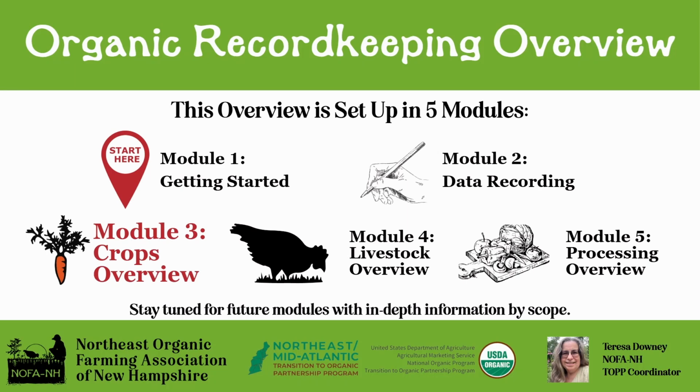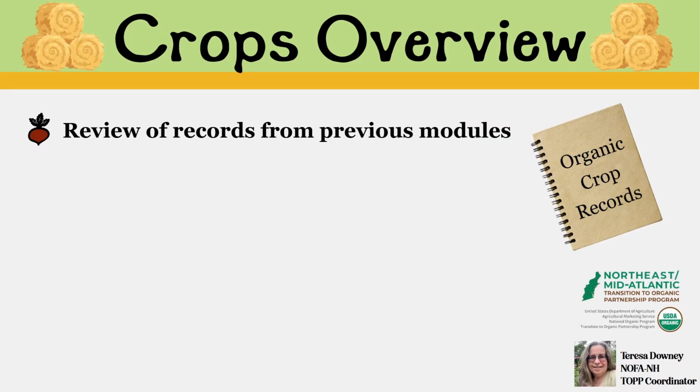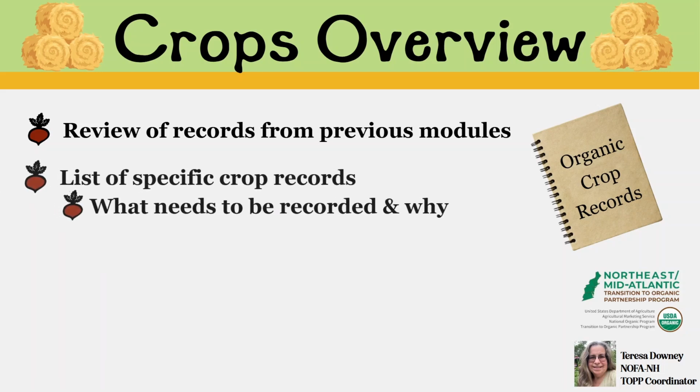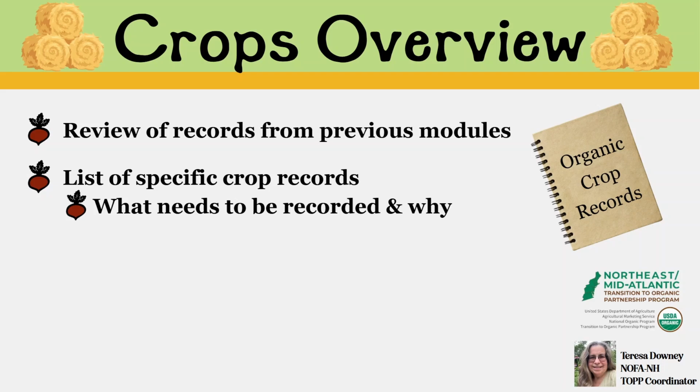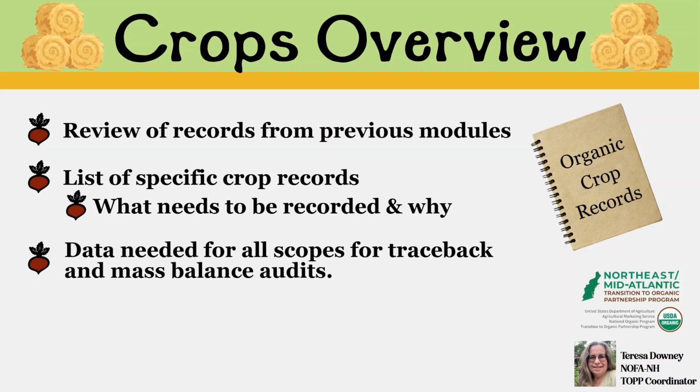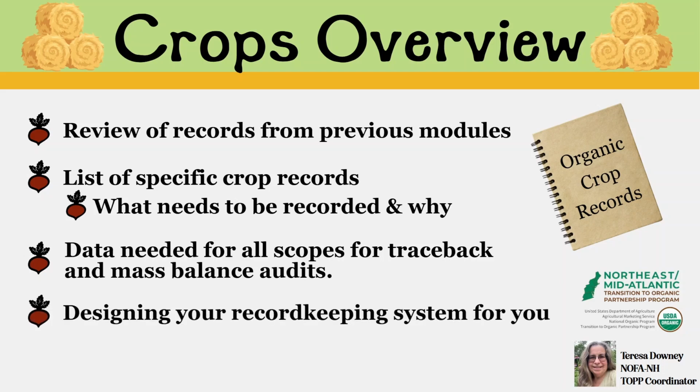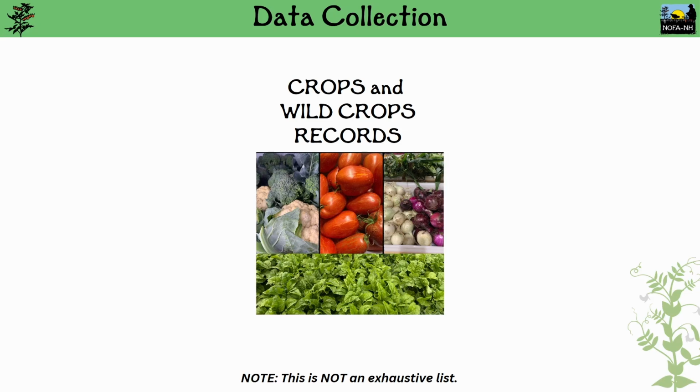Let's get started. We will cover several topics in the overview, including a quick review of some records from previous modules, specific records needed for the crops and wild crop scope and why, information needed for every scope, various possibilities for designing your system while keeping in mind the flow of your operation to make record keeping streamlined. Crops and wild crops records encompass many processes. We will briefly touch on them here, then look more in depth at these processes later in the video.